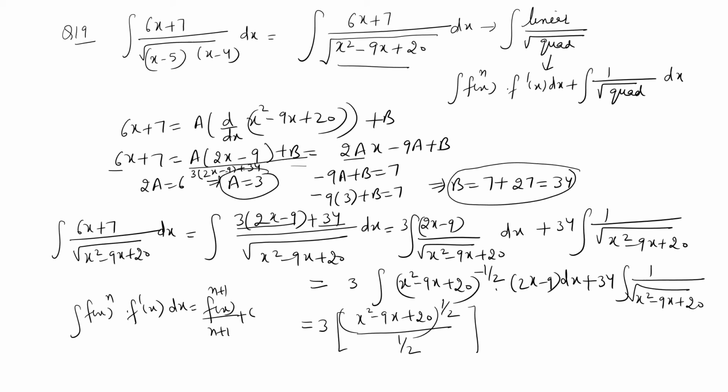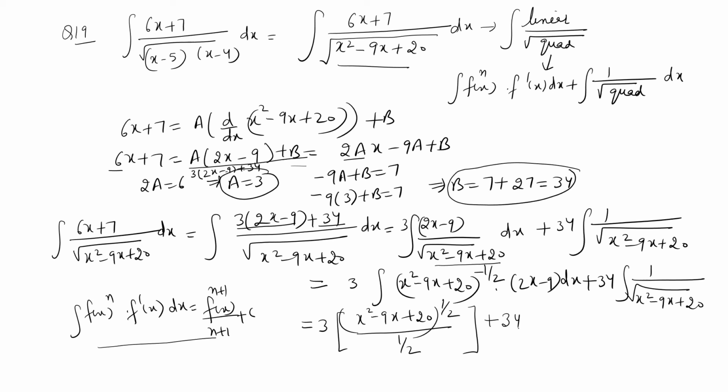Or you may put x square minus 9x plus 20 as t, and then 2x minus 9 dx is your dt. So it will be dt upon root t, that is t raised to power minus 1 by 2 times dt. In that way also you can do it, but in such a lengthy question it is better that you use the direct formula, because it is also important that the time limit is there.